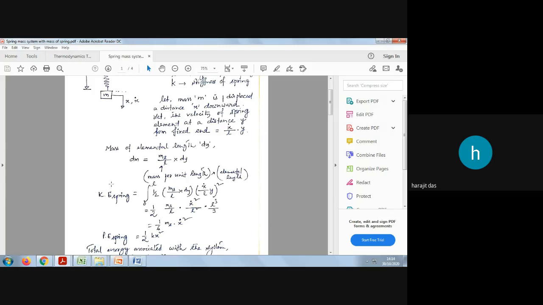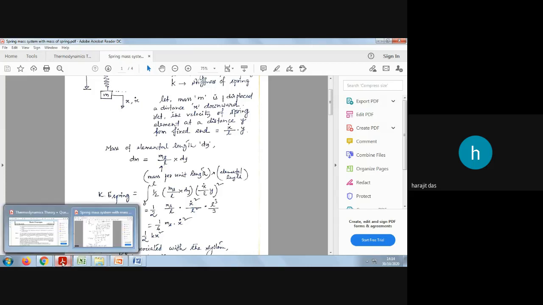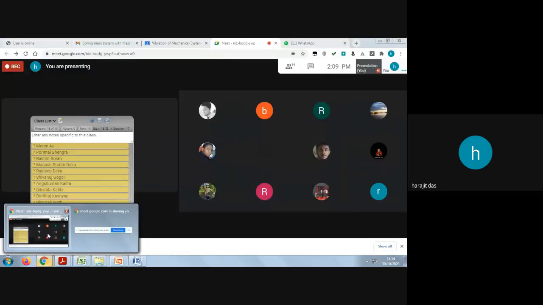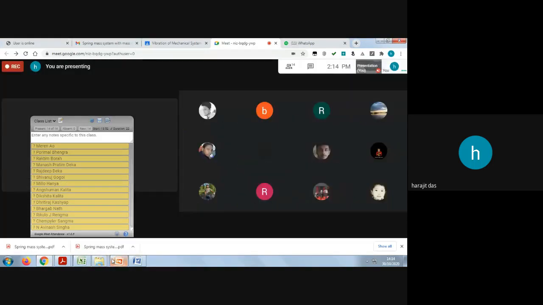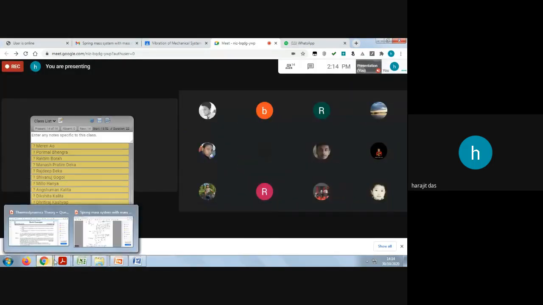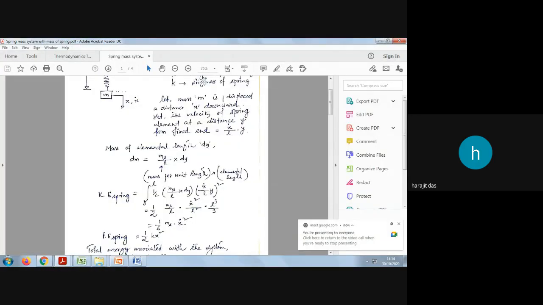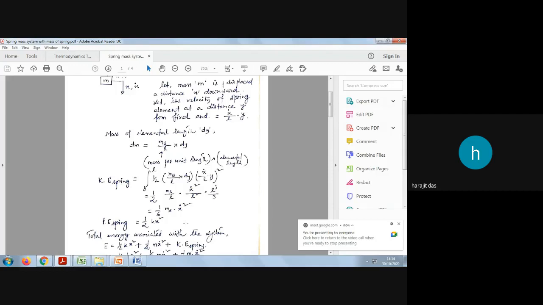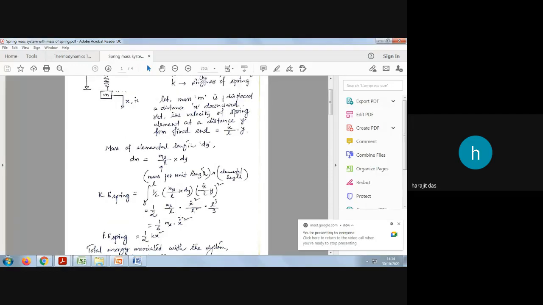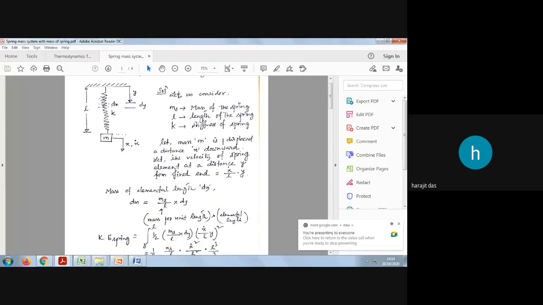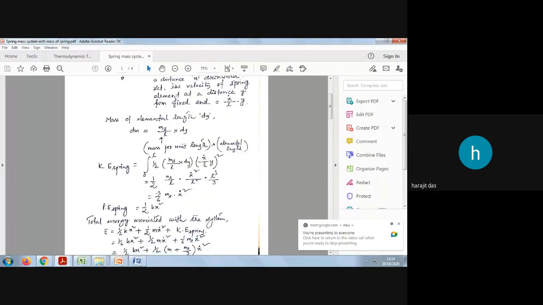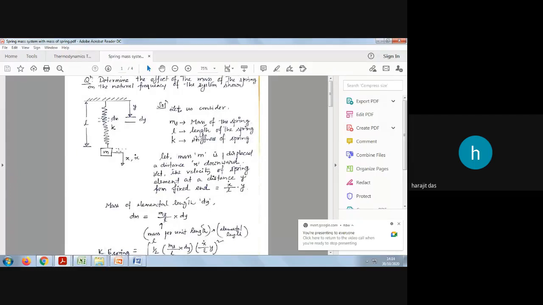When you are analyzing a spring mass system where the spring has a mass, you need to write the kinetic energy of the spring as 1/6 ms x dot square. Now, what is the potential energy of the spring? It is very easy: half kx square is the potential energy of the spring. So for this system, the main components are the spring and the mass.